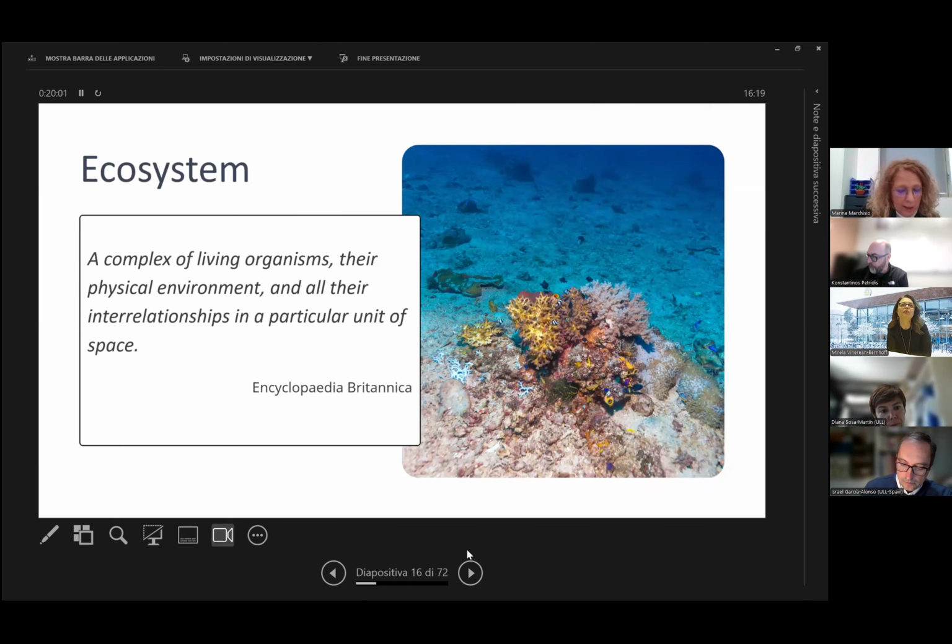I like very much to use this word, ecosystem. This word comes from biology. What is an ecosystem in biology? In biology, an ecosystem is a complex of living organisms, so there is life inside, in their physical environment, and all their interrelationships in a particular unit of space. This is the definition that you can find in the Encyclopedia Britannica.